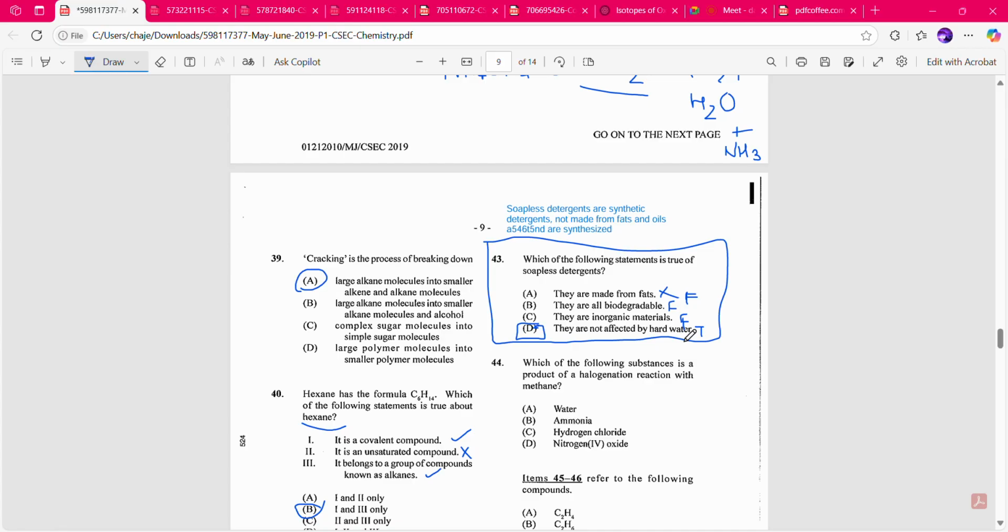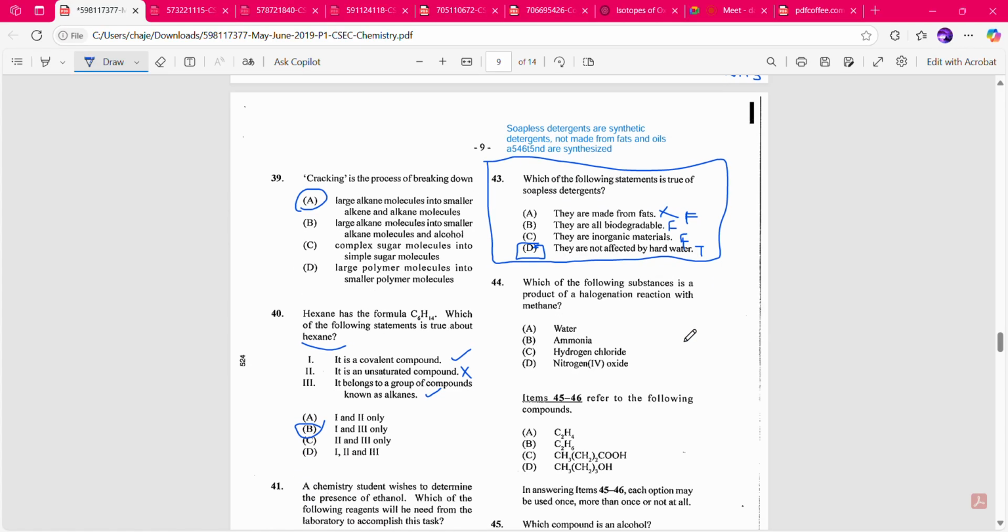Alright, 44. Which of the following substances is a product of halogenation reaction with methane? It's gonna be hydrogen chloride. Yes, it is. Because whenever you have halogenation of methane, you're gonna have 4 hydrogens around the methane. It's gonna be displaced by a halogen, right? And it's gonna form hydrogen chloride.